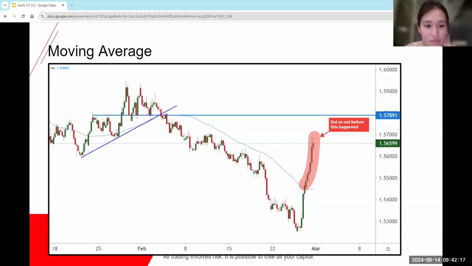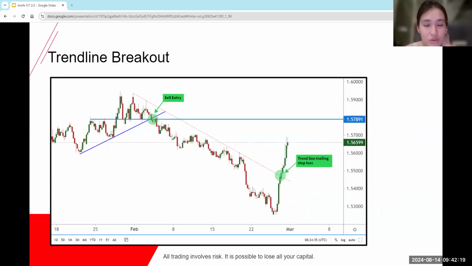Okay, so next, moving on, the next indicator that you can use is trend line. As we mentioned earlier, this is the same chart. Price is breaking out of our ascending trend line, and it's also moving in this descending trend line. So it's moving below. Once price breaks out of that descending trend line, we get out of the trade.